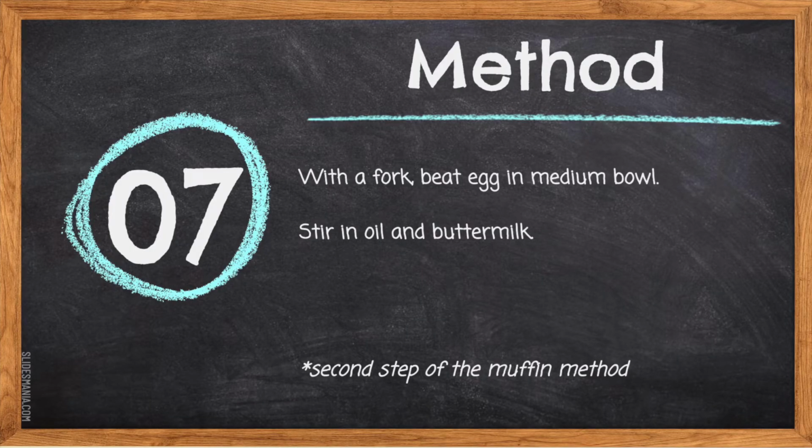Step 7. With a fork, beat egg in a medium bowl. Stir in oil and buttermilk. This is the second step of the muffin method.